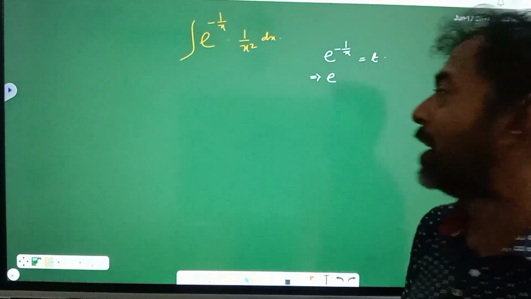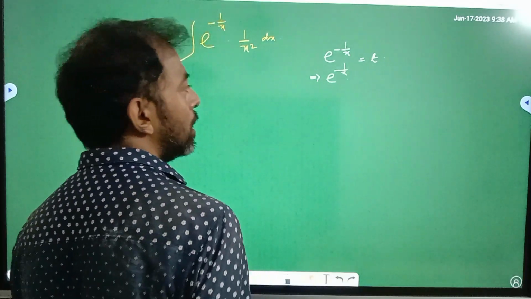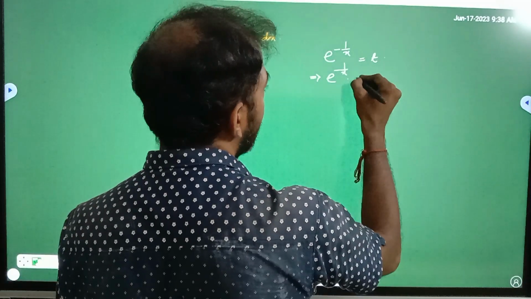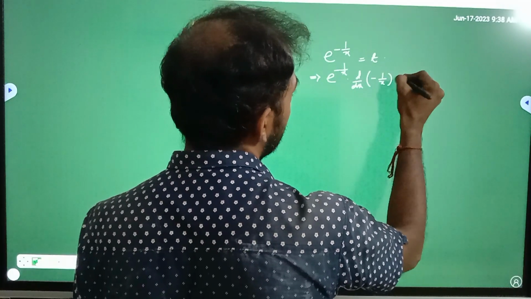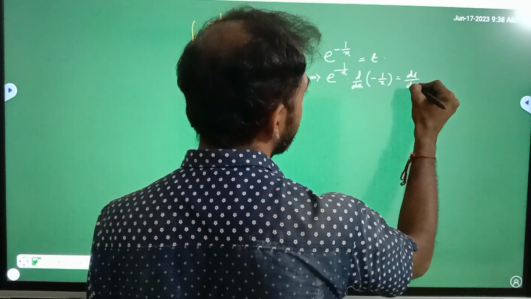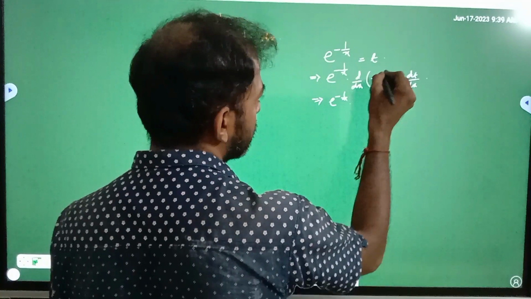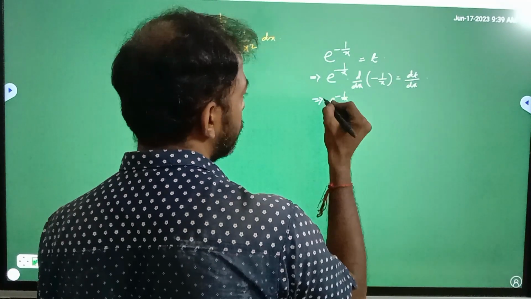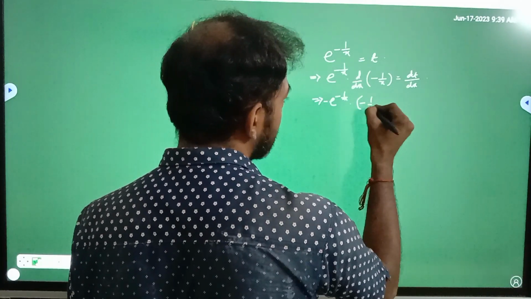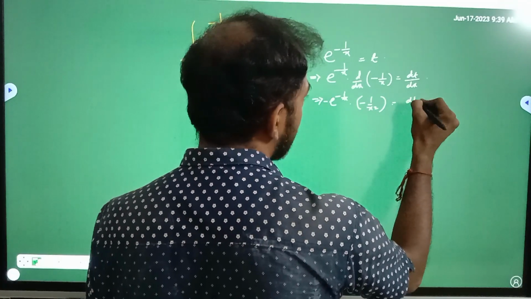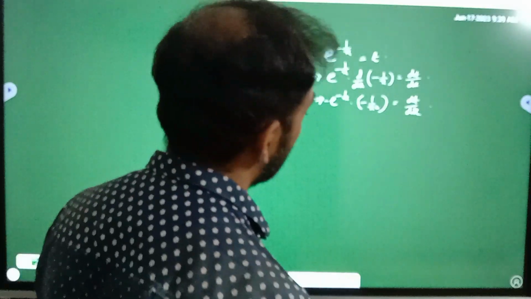So actually that will be e power minus 1 by x. According to the rule, that will be e power minus 1 by x. Now we all know about the chain rule. The chain rule indicates that we need to differentiate minus 1 by x also, and this equals dt by dx. Now e power minus 1 by x, d/dx of minus 1 by x: minus will come out. Differentiation of 1 by x will be minus of 1 by x square, and that equals dt by dx.